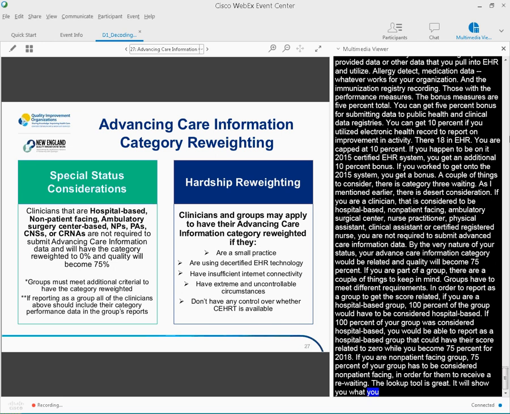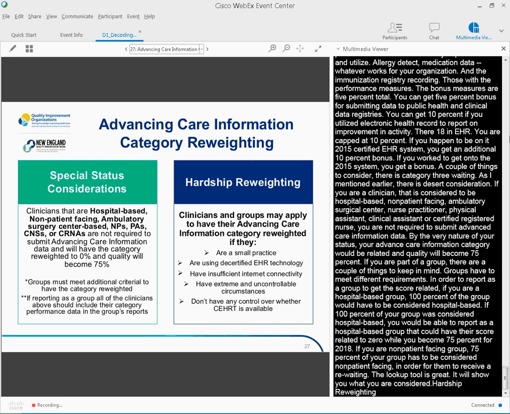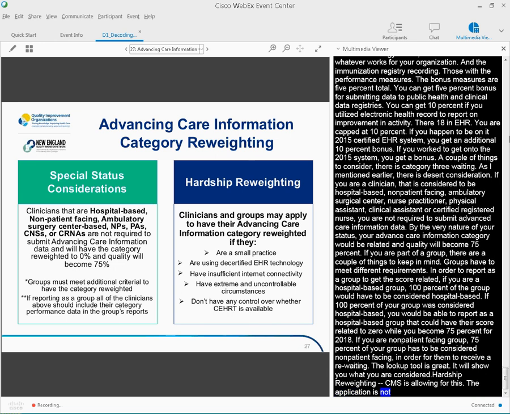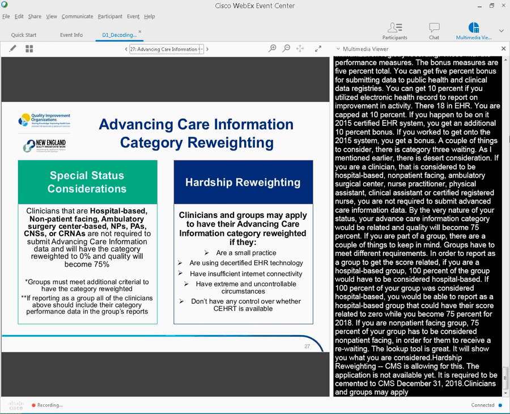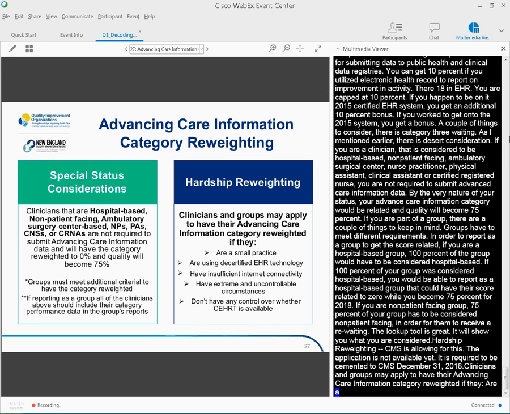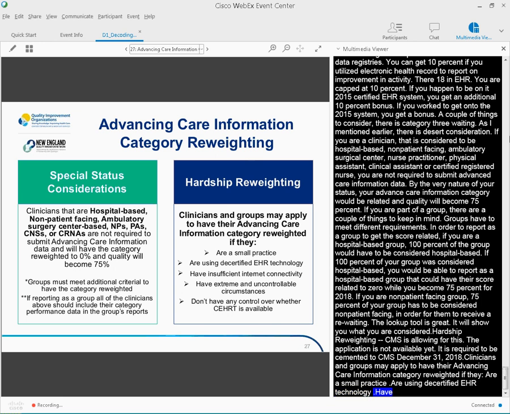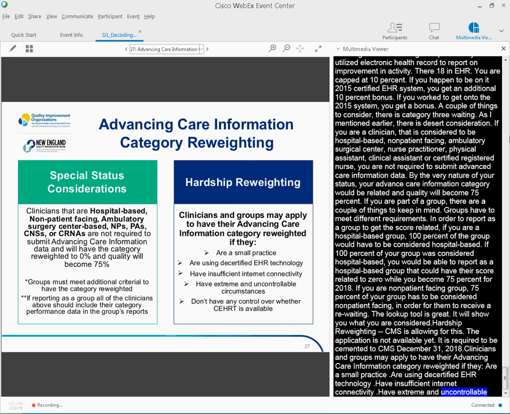For the hardship reweighting, CMS is allowing for hardship exemptions this year. That application has not yet been made available, and it will be required to be submitted to CMS by no later than December 31st of this year. Some of the options that you have would be that you're in a small practice, that your EHR potentially was decertified sometime during the performance year. You have insufficient internet connectivity if you're in that rural setting or something happened, maybe a natural disaster. That also falls in line with having extreme and uncontrollable circumstances.